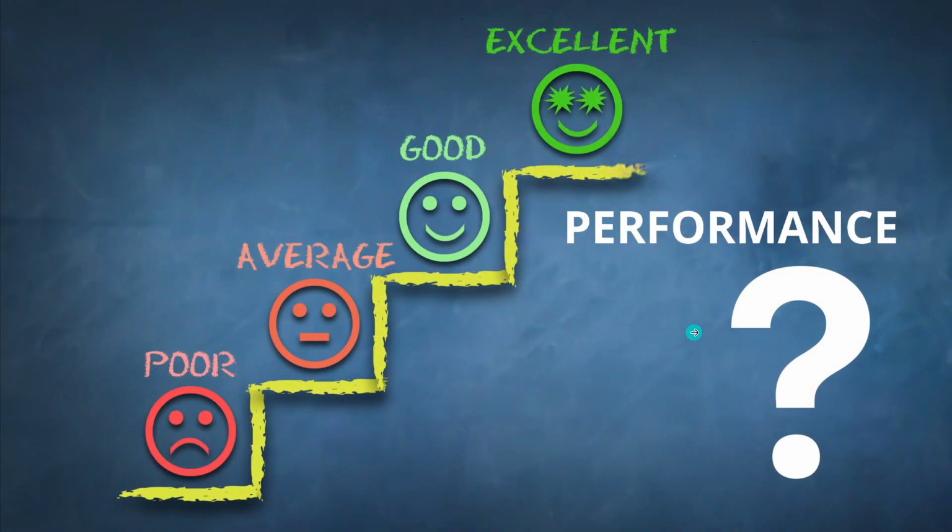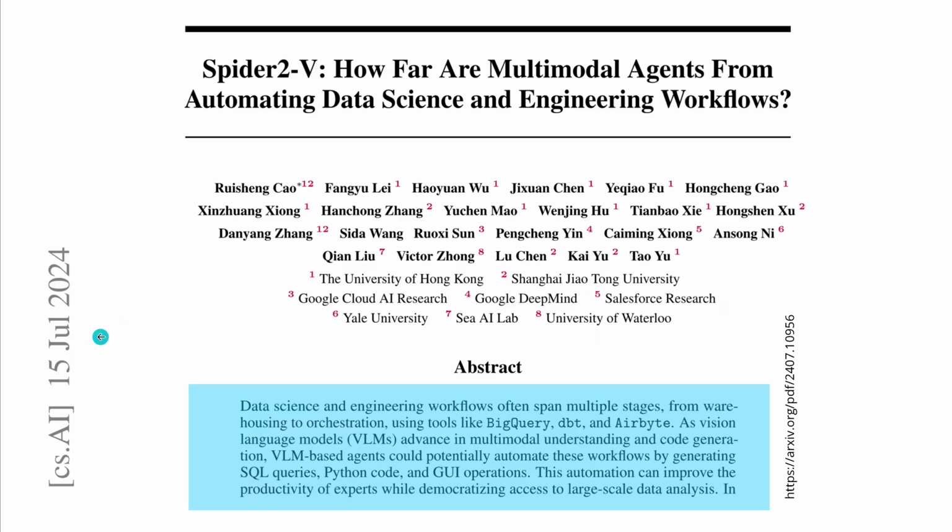Great. So it left me now with one question, and we have to answer this. What is the performance of this system? Poor, average, good, maybe excellent? Who knows? So luckily I could find here just 2 days later, mid of July 2024, another beautiful preprint. And we have here Spider 2, now the visual extension, and they examined here Google Cloud AI research and Google DeepMind and Salesforce research and the University of Hong Kong and Yale University.